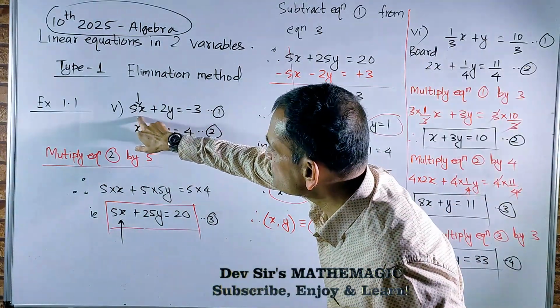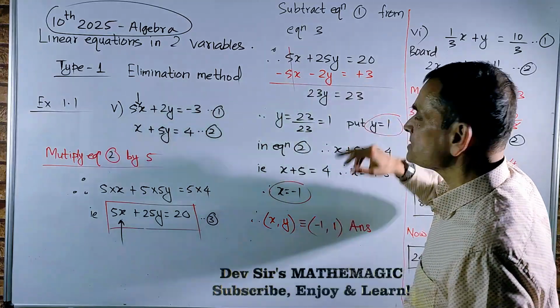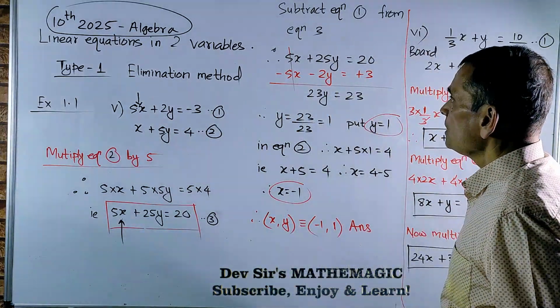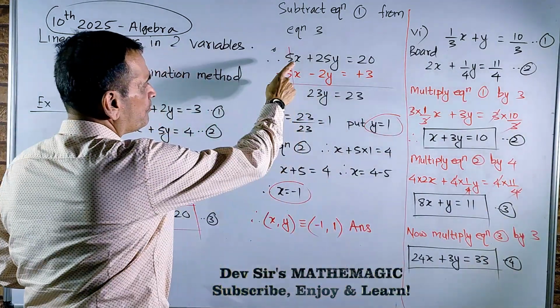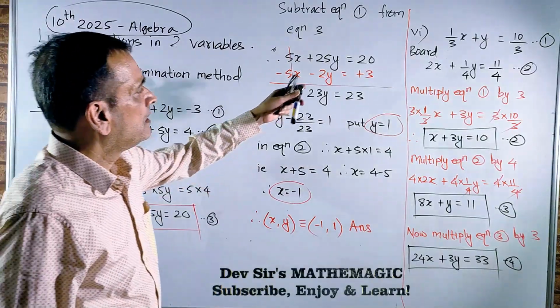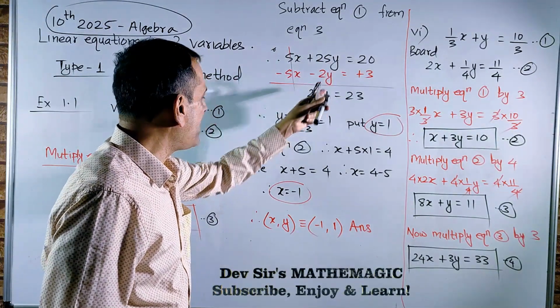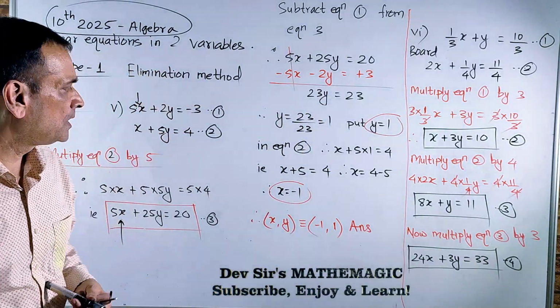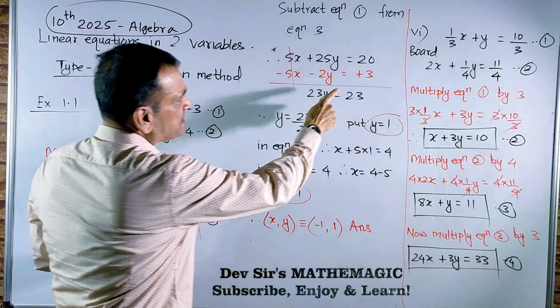So minus 5x minus 2y equal to minus 3. Change the sign of each term. अभी देखो साइन चेंज हो गया. Plus 5x minus 5x gets cancelled. 25y minus 2y. अभी minus 2y हो गया. 23y. Minus 3 का plus 3 हो गया.